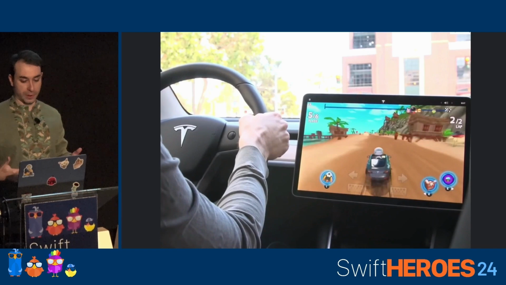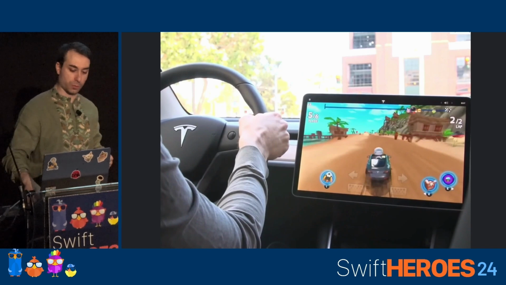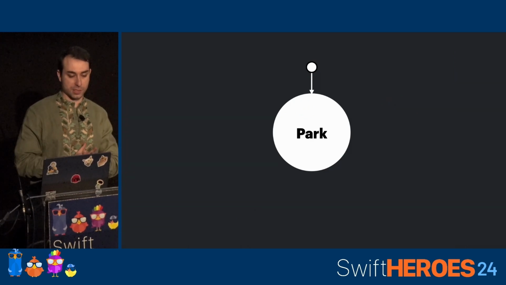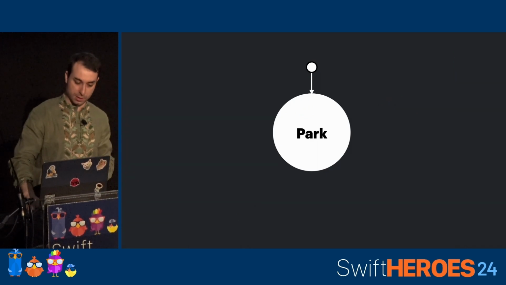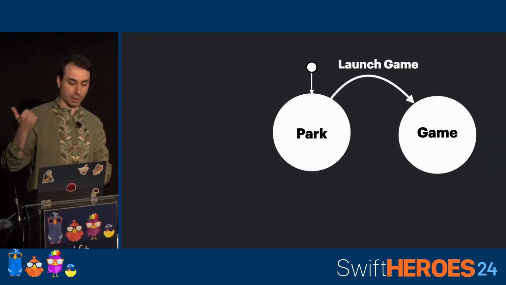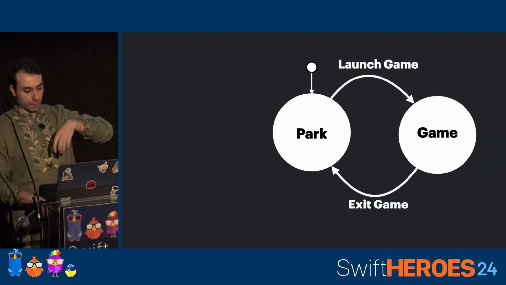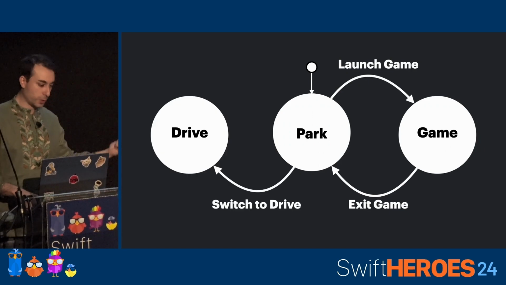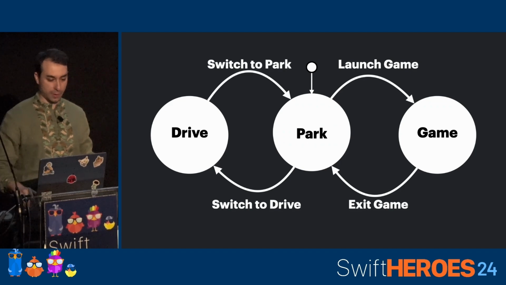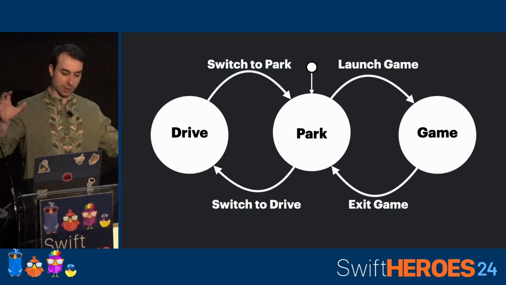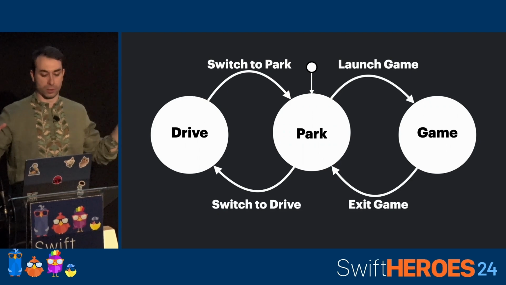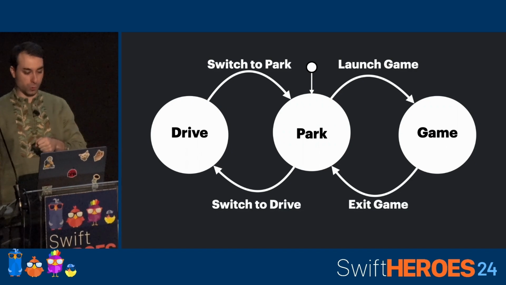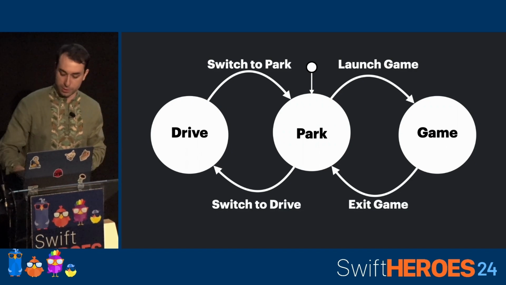Now, I want to implement the same functionality in my car, but I want it to be better than Tesla because I don't want my cars to crash. Let's look at the simple state machine. We start in a parked state. When we are in the park state, we can launch the game, which transitions us to the game mode. We can exit the game, which brings us back to the park state. In the park state, we can switch to drive, which allows us to actually drive the car, and we can switch back to park. Notice that drive and game are mutually exclusive states, which is really important. We never want to launch the game while we're driving, and we never want to start driving while we're playing the game. I hope everybody agrees on that.